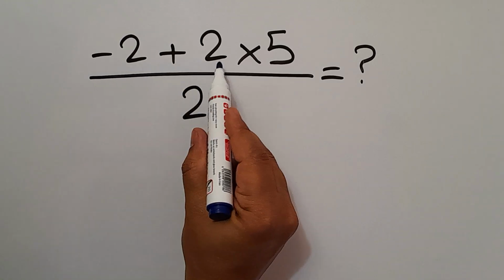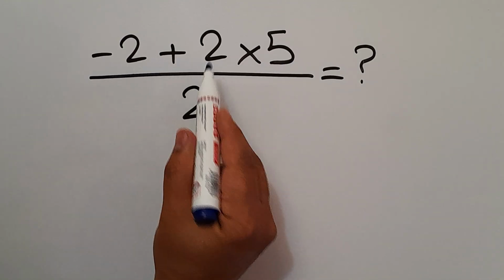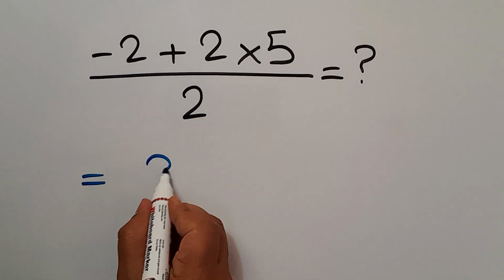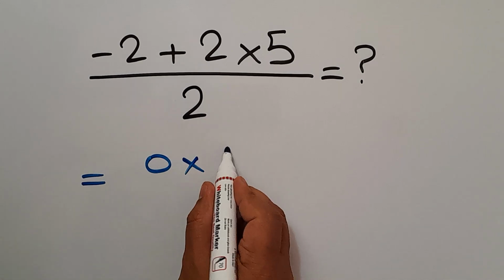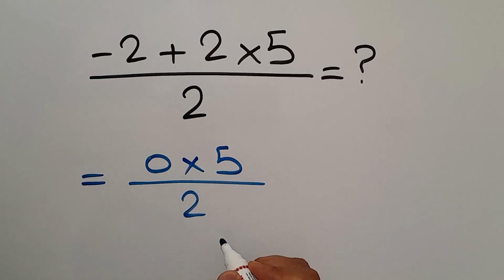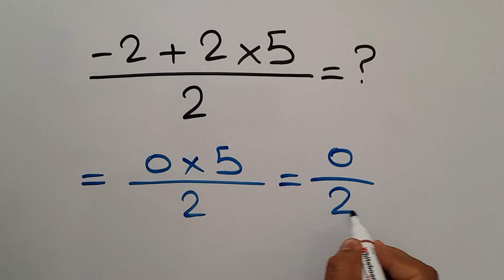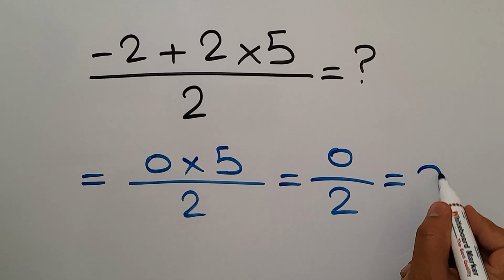Negative 2 plus 2 times 5 over 2. Negative 2 plus 2 gives us 0. So 0 times 5 over 2. 0 times 5 equals 0. And 0 divided by 2 is just 0.